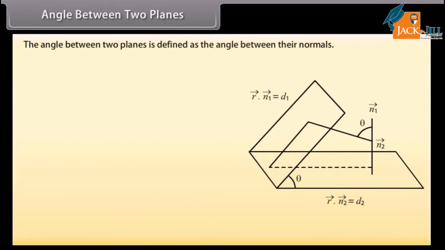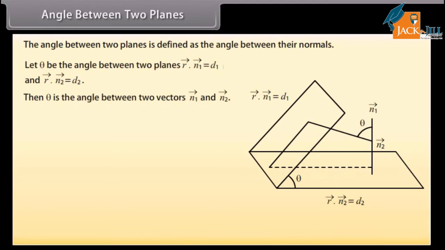Angle between two planes. The angle between two planes is defined as the angle between their normals. Let theta be the angle between two planes, with dot product of vector r and vector n1 equals d1 and dot product of vector r and vector n2 equals d2. Then theta is the angle between the two vectors n1 and n2. Cos theta equals modulus of dot product of vector n1 and vector n2 divided by modulus of vector n1 into modulus of vector n2.